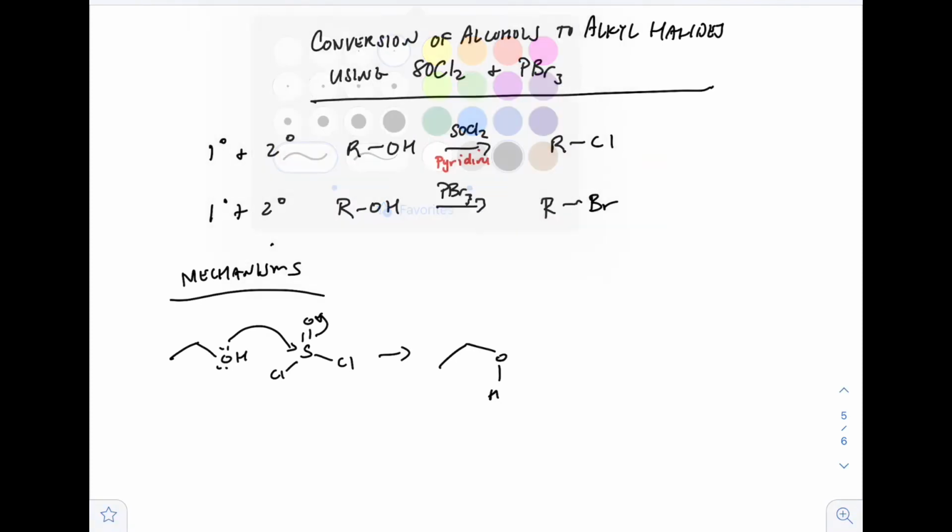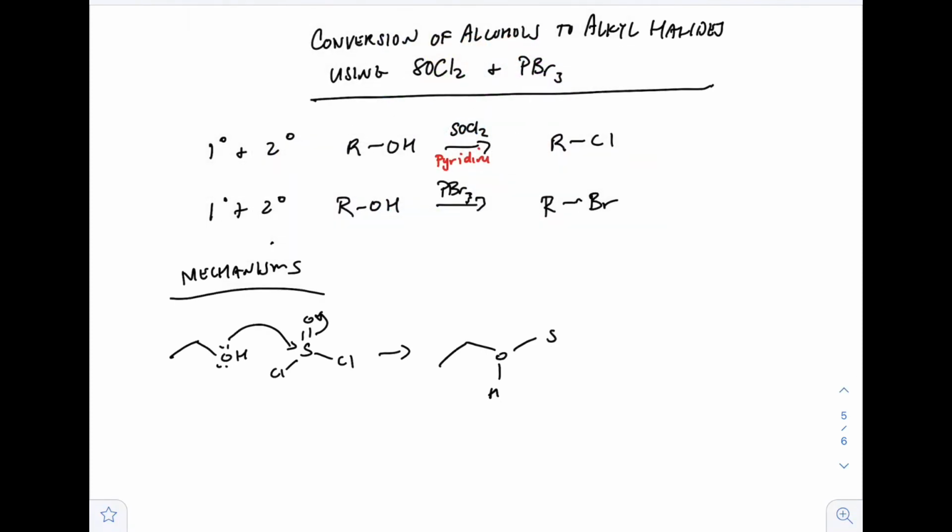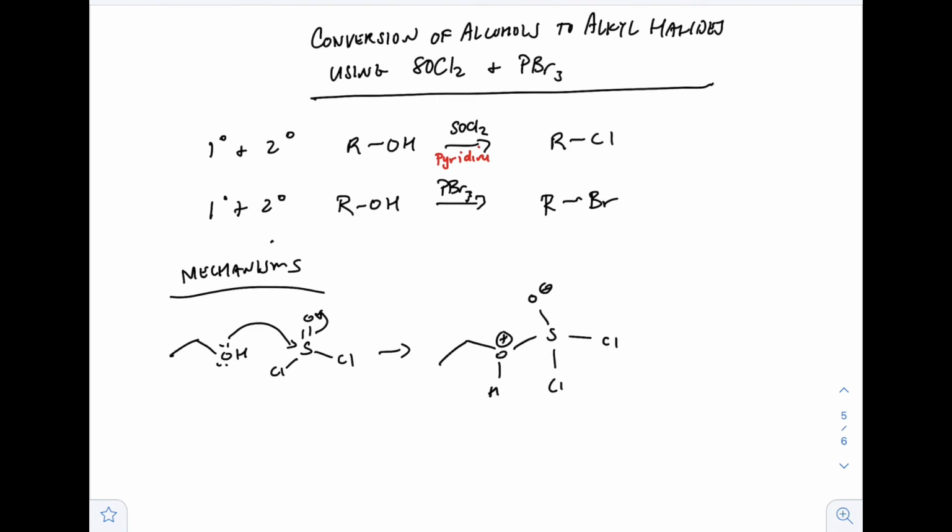Oh, shoot, I've got to put that pyridine in there. Okay, so the alcohol attacks the sulfur, kicks that pi electron up, then that comes back down and forces that chlorine to leave. Okay, so what we end up getting is we still have this oxonium intermediate, though we lost a chlorine.